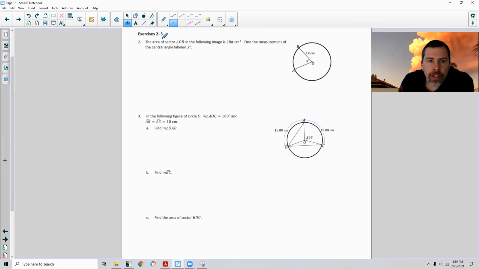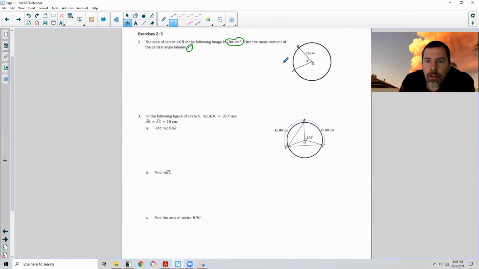So it says here the area of sector AOB, it's this slice of pizza, if you will, in the following image is 28 pi centimeters squared. So they gave us the area, and it says to find the measure of the central angle x.